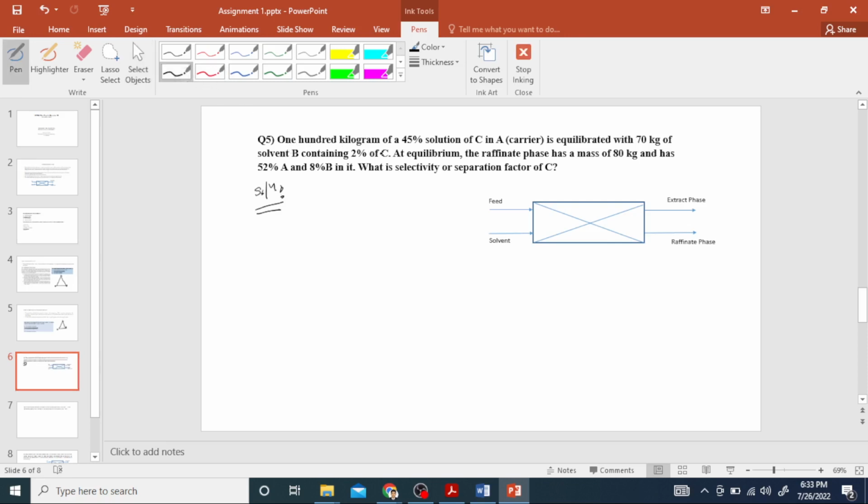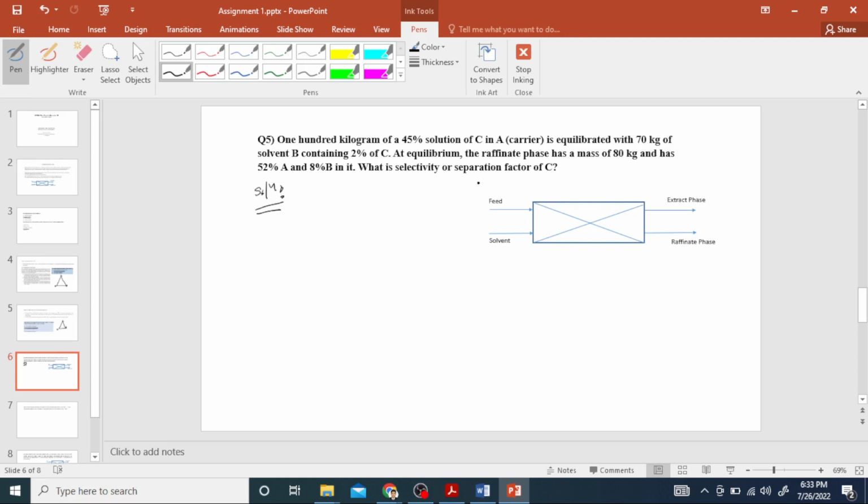A 100 kg of a 45% solution of C in a carrier A is equilibrated with 70 kg of the solvent B containing 2% of the solute, in mole fractions. At equilibrium, the raffinate phase has 80 kg and has 52% of A and 8% of B in it. What is the selectivity or separation factor of C?